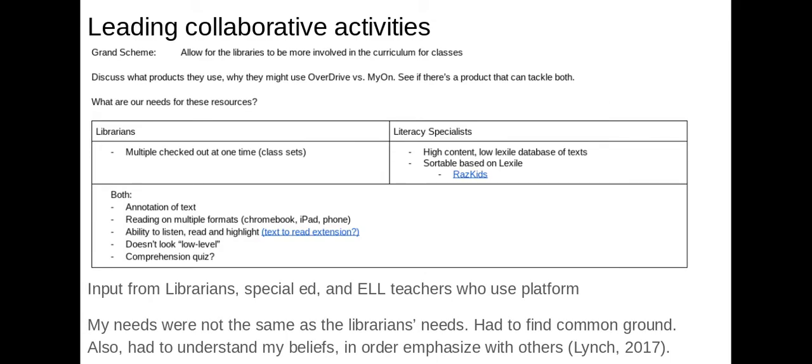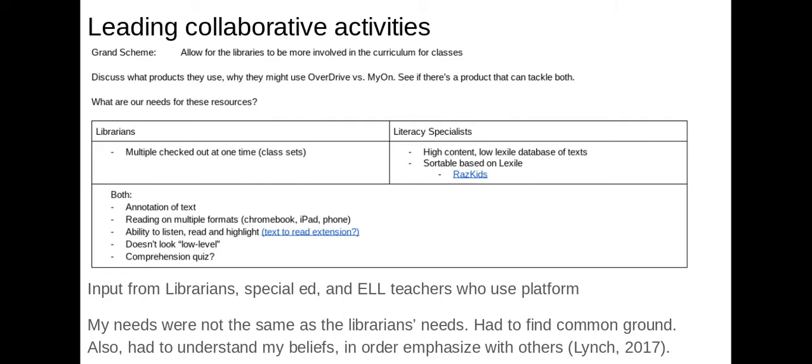When we started looking into evaluating the use of Mayan versus Overdrive, it was something where we needed a lot of input from all across the building. I'm not a big user of Overdrive, but the librarians in the school are, and I needed their input because we were evaluating if we wanted to keep one or both of these pieces of technology. And so I had to have a good example of what my beliefs and what my uses were, from the literacy specialist point of view, in order to help find some common ground with the librarians.